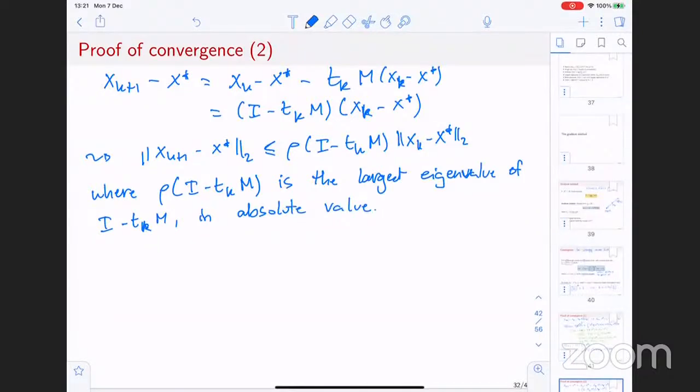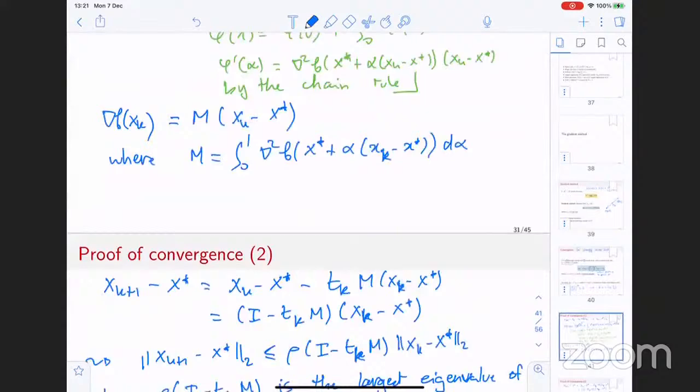Okay, it is the operator norm, if you want, of identity minus t_k M. But in more concrete terms, you look at the largest eigenvalue of identity minus t_k M. You take the largest one in absolute value, and this is the rho of I minus t_k M. But let's actually go back to what is M.